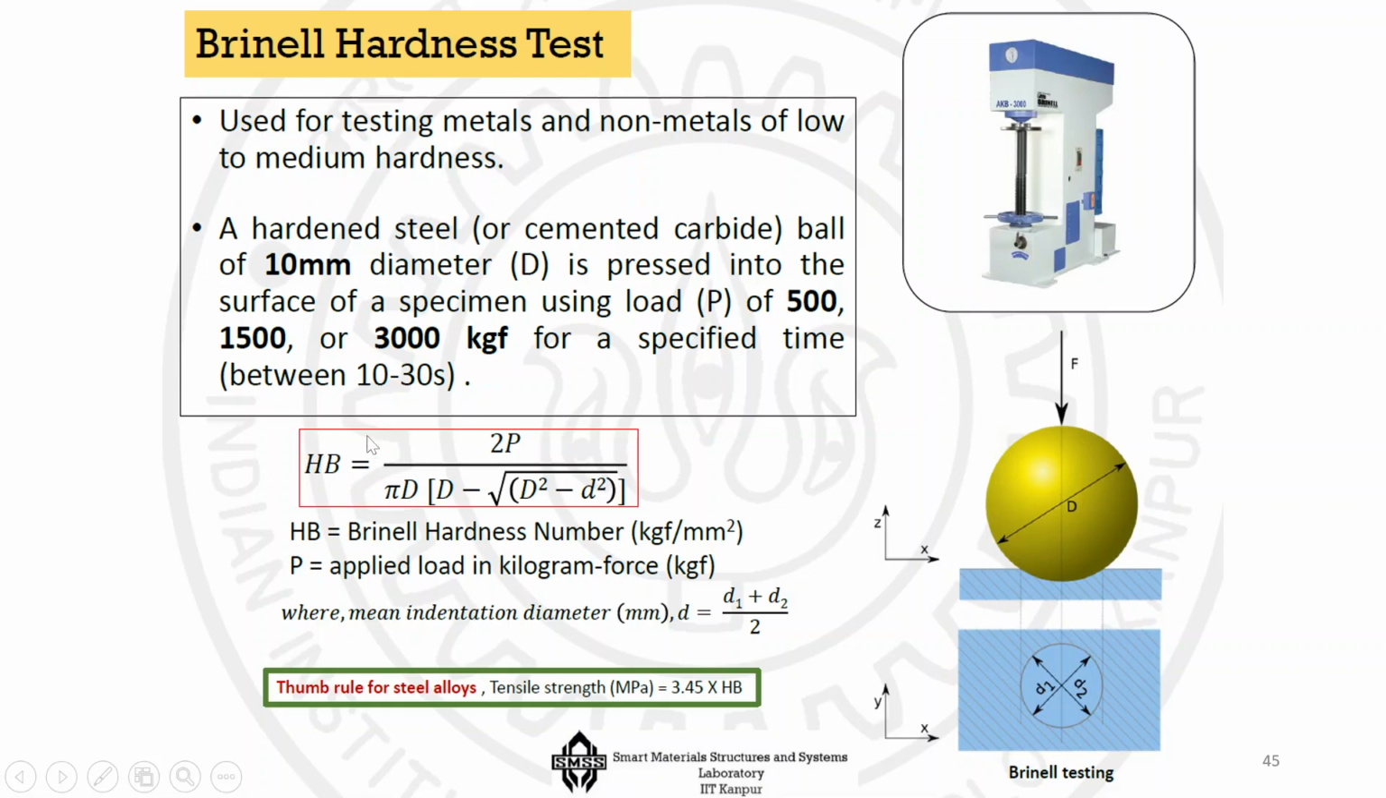The formula that I already told is used, and the hardness is shown with HB, meaning Brinell hardness number, and its unit is kgf per mm square. P is the applied load in kilogram force, and the mean indentation diameter is measured. You measure two diameters on your sample and then get an average diameter. The thumb rule for steel alloys is that tensile strength is 3.45 times the Brinell hardness.